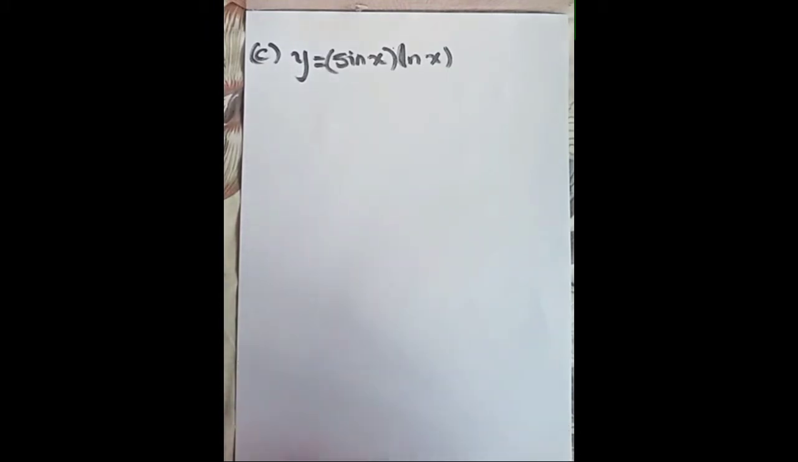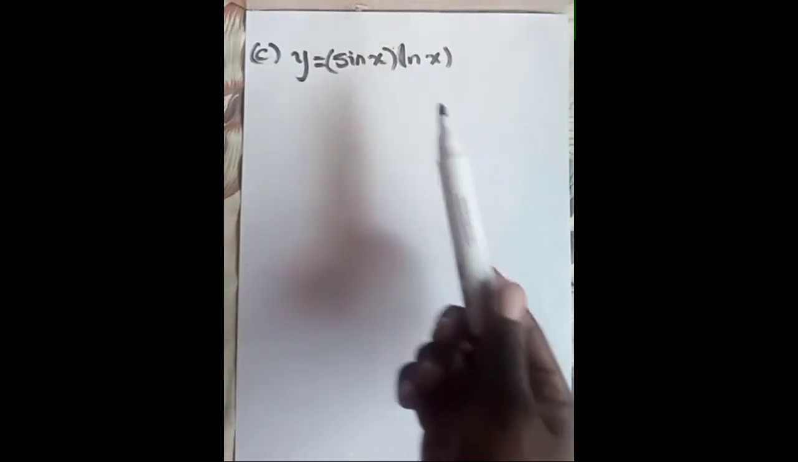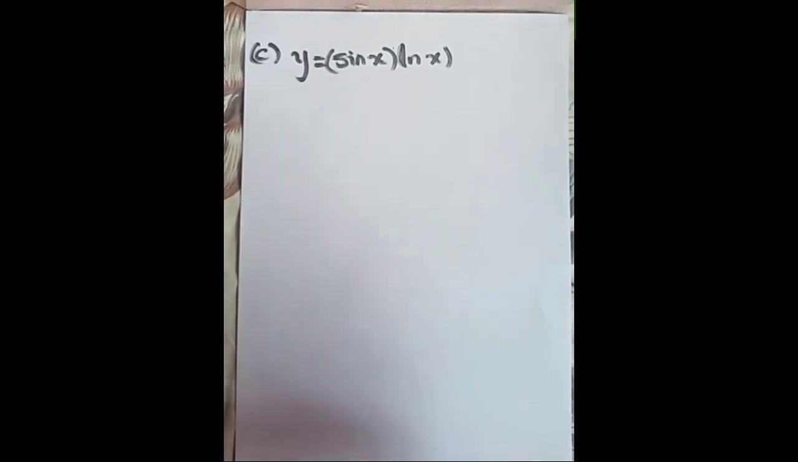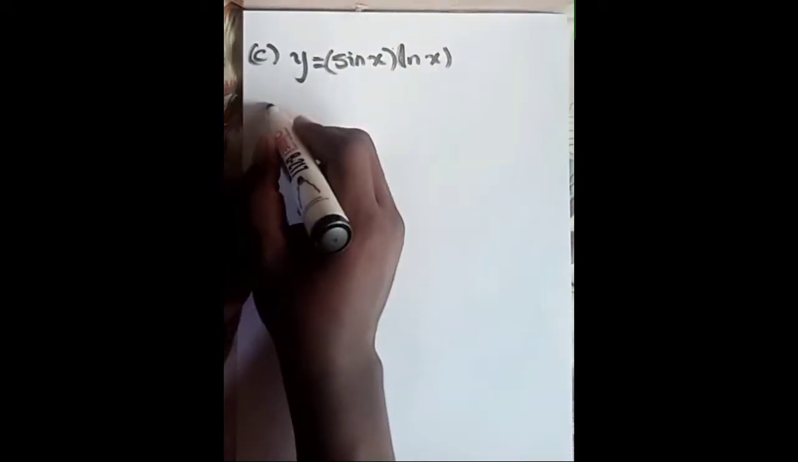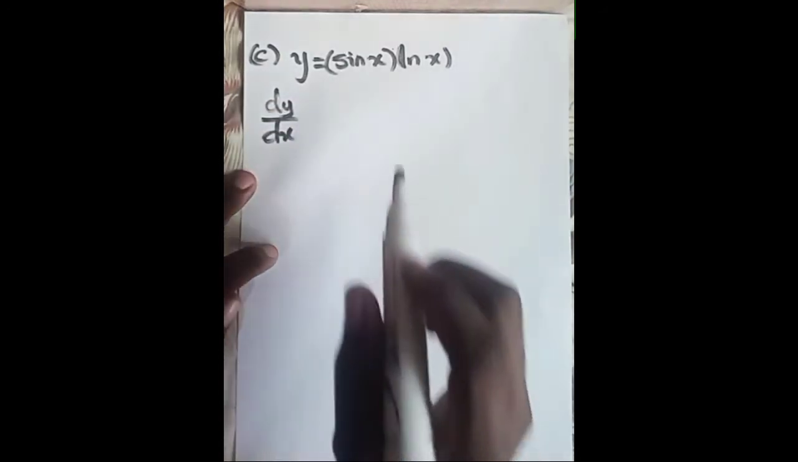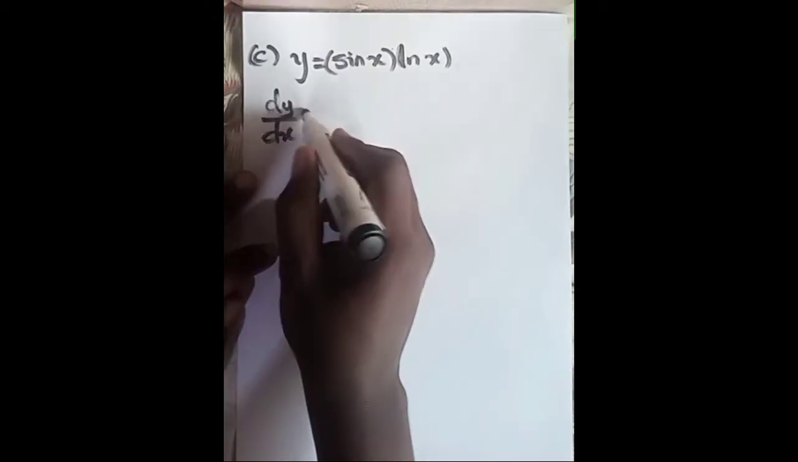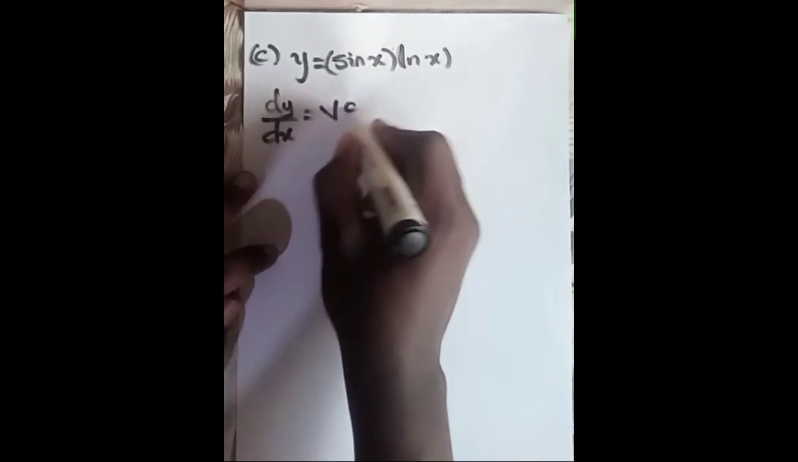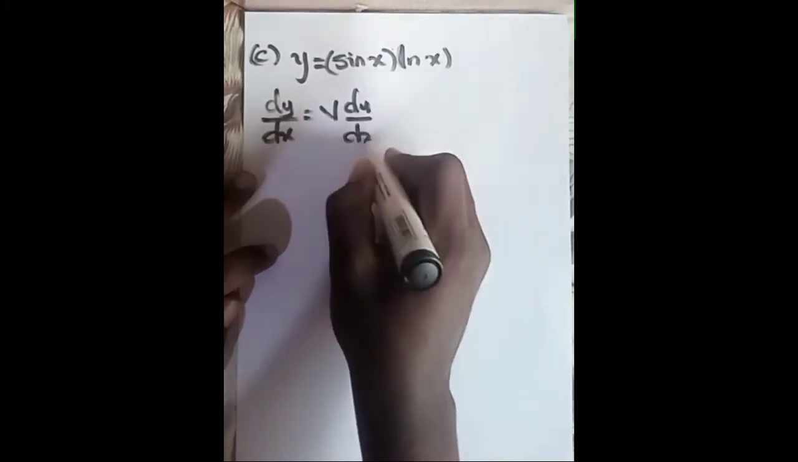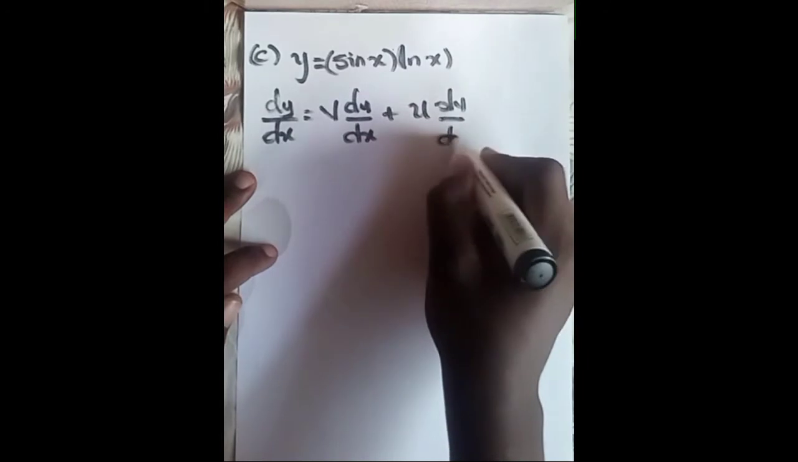Good. So differentiate this. Now if we check the sine x multiplying the ln x, the two of them multiply, meaning we will still use the product rule. So let's get started. So this is going to simply be dy by dx of what? Now the product rule is what we're going to be using. And what does it say? The formula says we're going to be saying v du by dx plus u dv by dx.